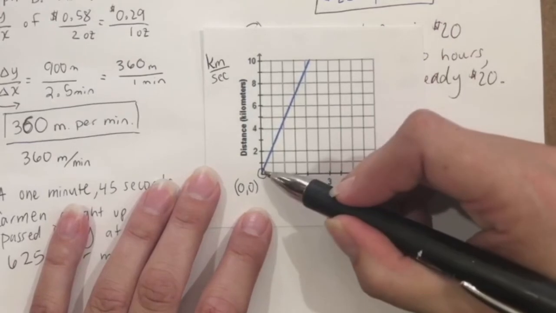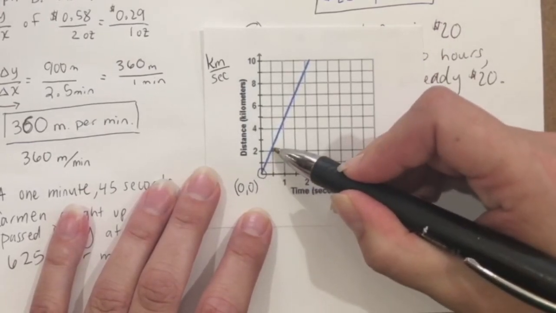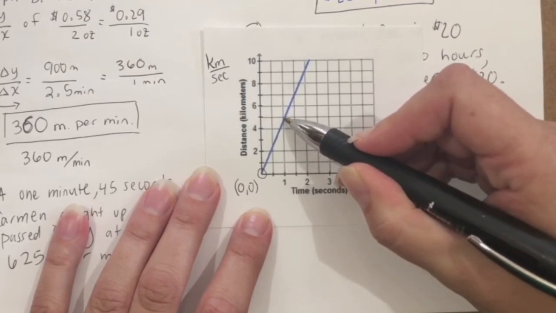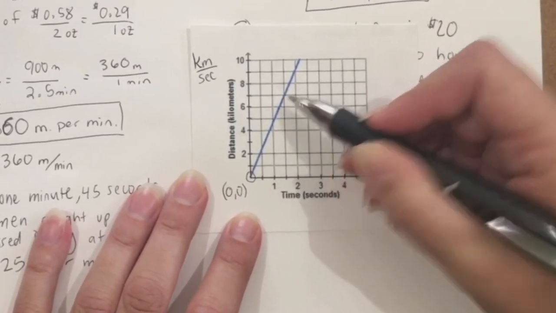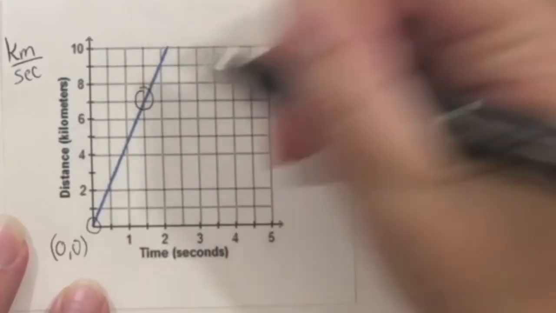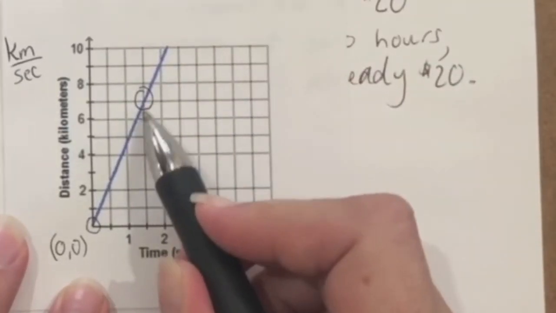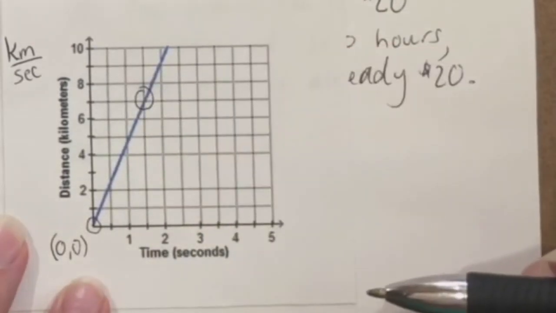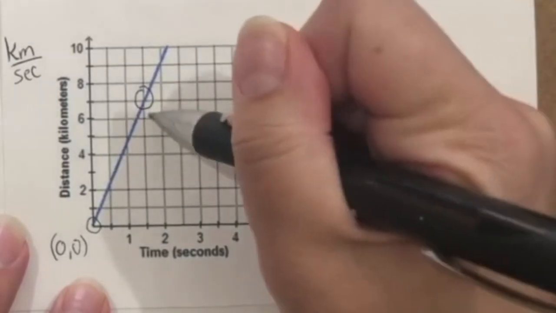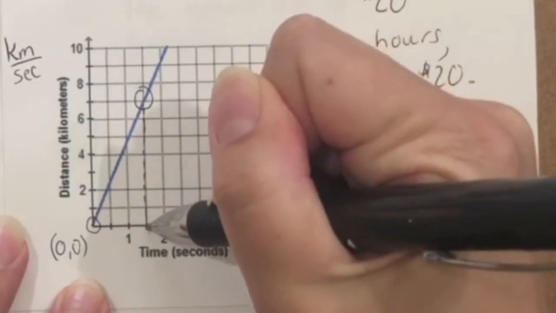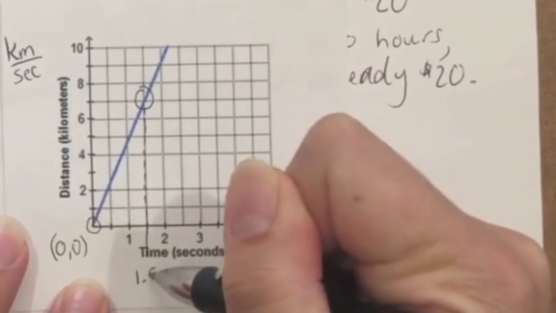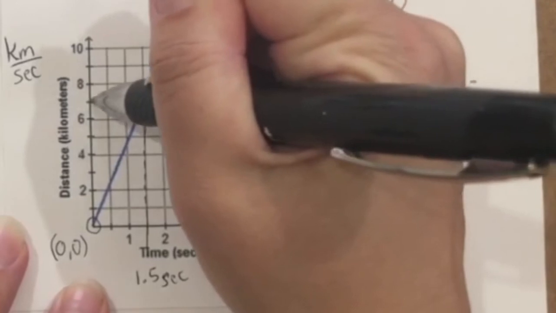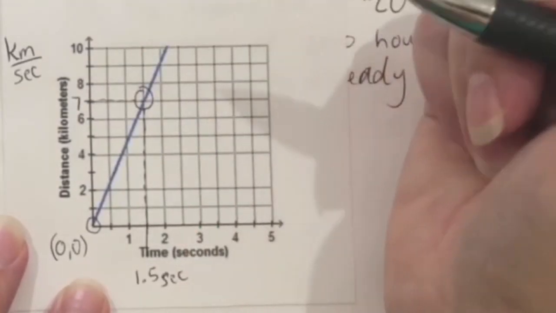So that makes it easy to determine the rate. Let's see if there's any perfect points here. That's just above. Nope, not through any corners. That's just below the corner. Aha, this looks like a perfect point to me. Do you see how the blue line is going right through the corner of this grid line and that grid line? That's what I like to see. So we'll use this point right here. This looks like 1.5 seconds. And this is 7 kilometers.